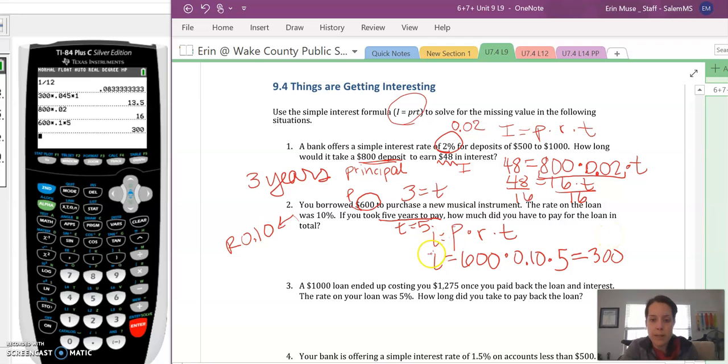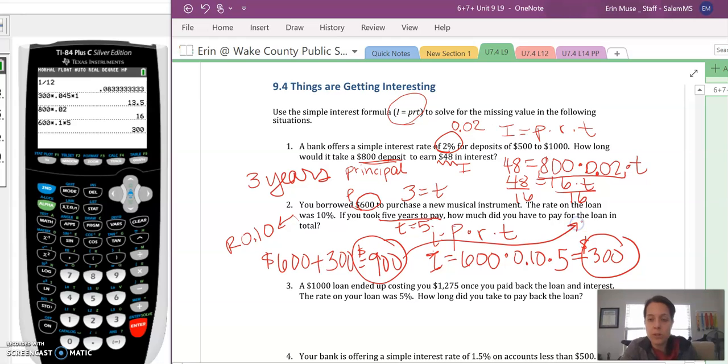So keep in mind, this is only my interest right now. I'm paying an additional $300 just in interest. So if I have to pay back, I don't just pay them back the $300. I have to pay them back for the actual instrument. So 600 plus 300 is equal to 900. This is called a balance. So in other words, you're going to hear eventually the word balance. A balance is what you started with plus any additional that you may owe.